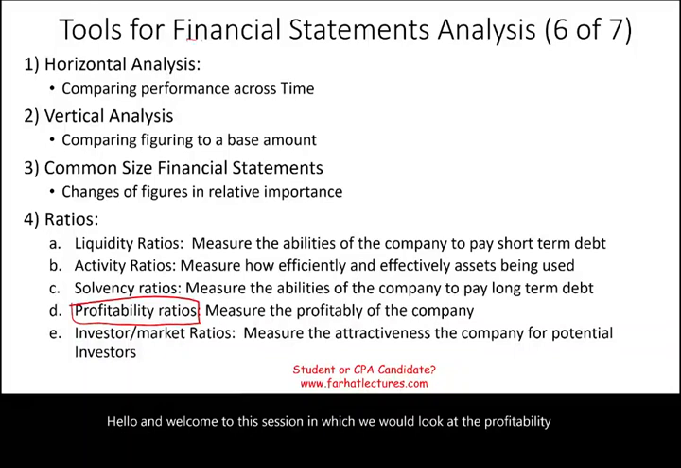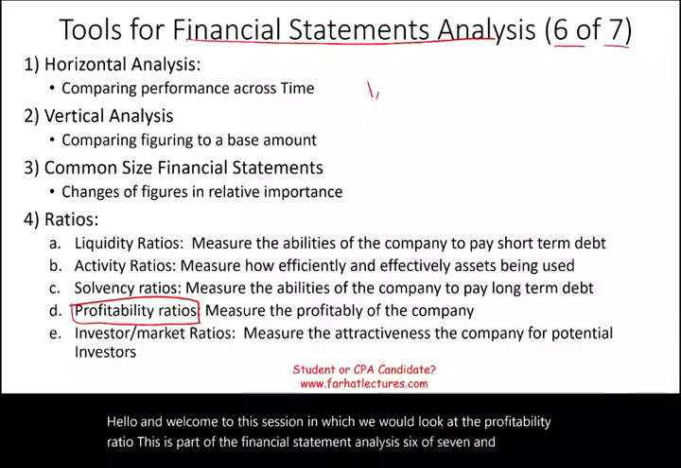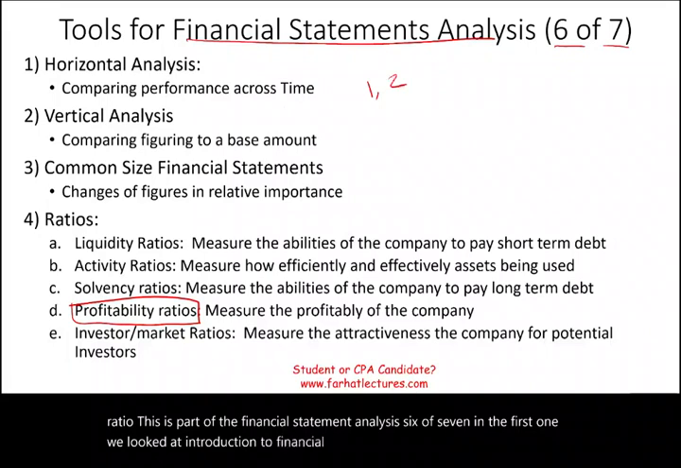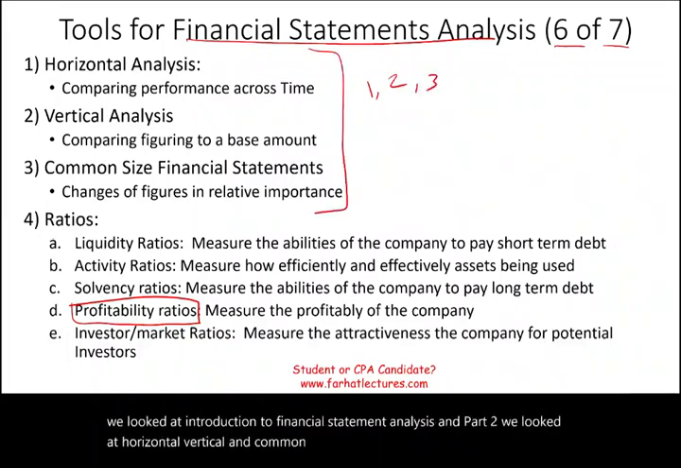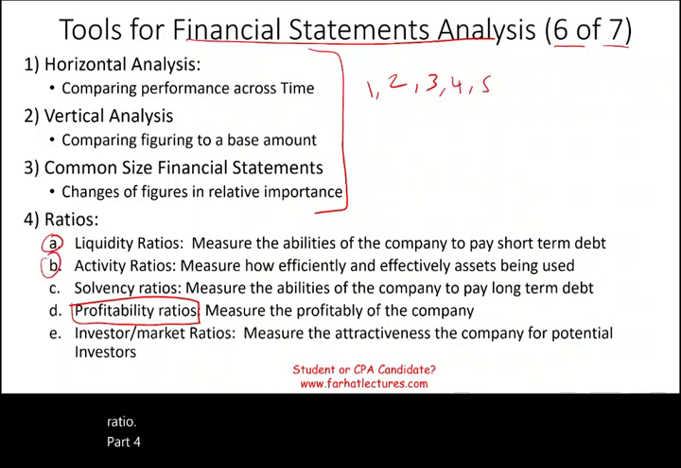This is part of the financial statement analysis 6 of 7. In the first one, we looked at introduction to financial statement analysis. In part 2, we looked at horizontal, vertical, and common size. In part 3, we looked at the liquidity ratio. Part 4, activity ratios. Part 5, solvency ratios. And in this session, we would look at the profitability ratio.